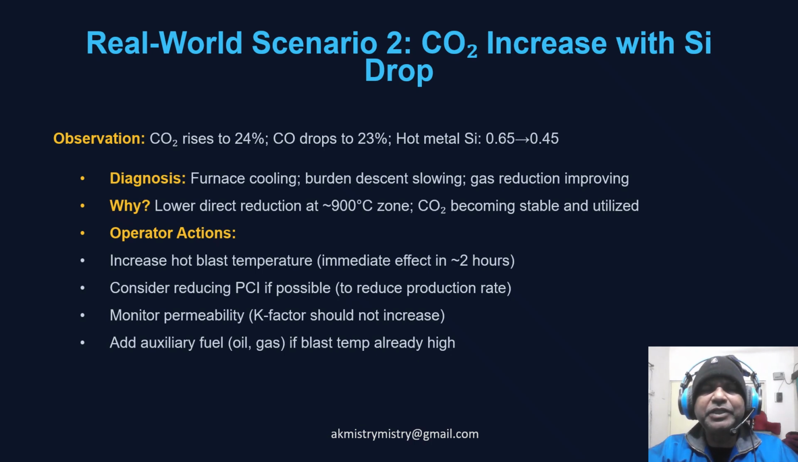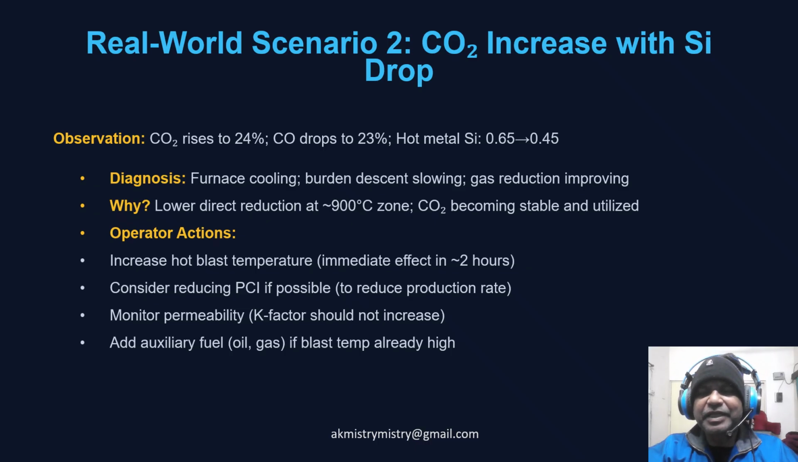If production needs to be reduced, PCI may be cut back. But permeability indicators such as K factor should be monitored where blast temperature is already high. Auxiliary fuels like oil or gas can help adjust the thermal balance.